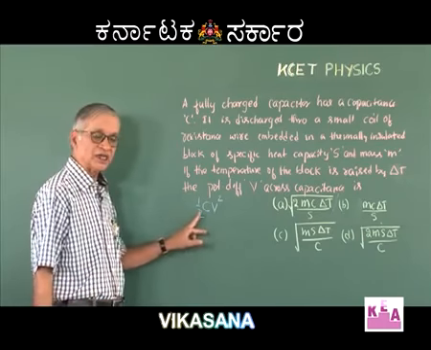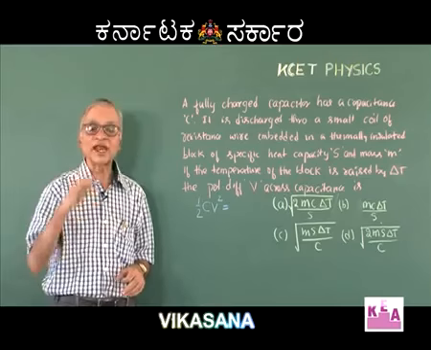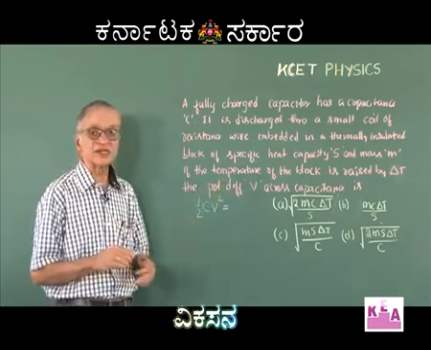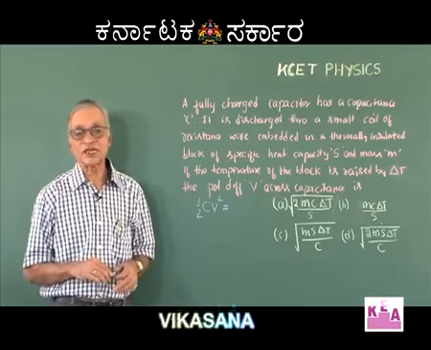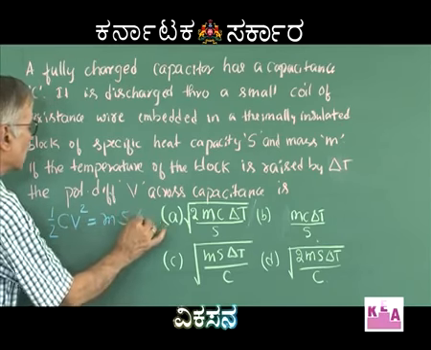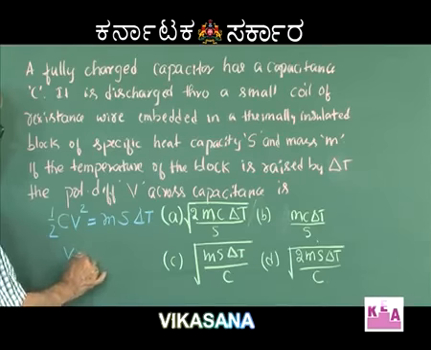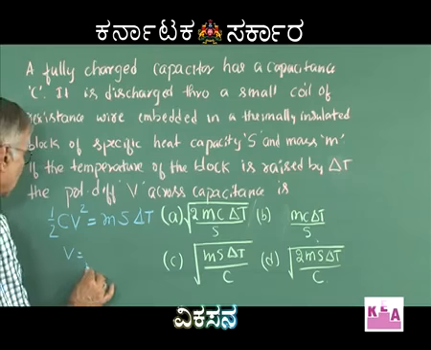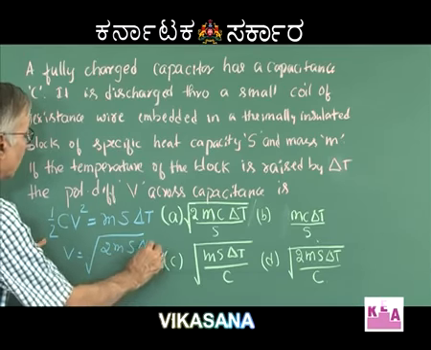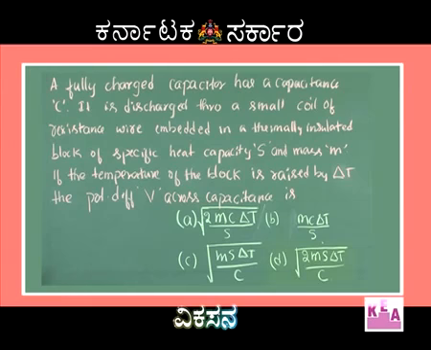Therefore, the energy discharged by the condenser must be equal to the heat energy required to raise the temperature of a wire of mass M and specific heat capacity S through a temperature difference equal to delta T. And you know that heat must be equal to M into S multiplied by delta T. Making V the subject of the formula, since it is V square, the square root of 2 will come to the other side in the numerator: V is equal to the square root of 2 times M into S multiplied by delta T, whole divided by C. Therefore, option D is the correct answer.